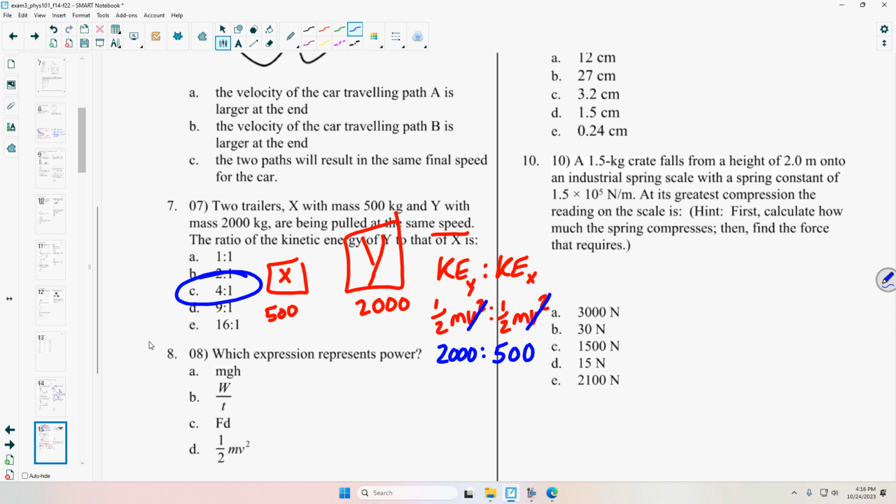That just means that object Y, which has 4 times the mass, also has 4 times the kinetic energy. That's all I'm saying. That it has 4 times the kinetic energy because it has 4 times the mass. But I do know that a lot of you are going to take standardized tests. So I want you to sort of be practicing that.